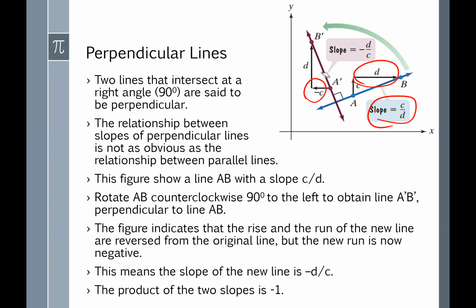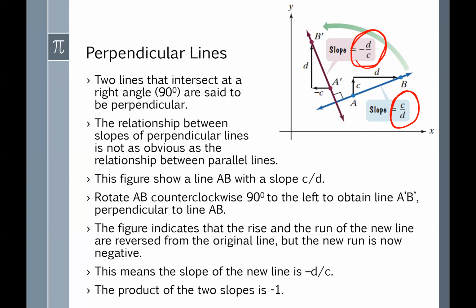So the slope of the line perpendicular to the given line, look at the difference. The slope of my line that I'm given is c over d. The slope of a line perpendicular is negative d over c. So if you took those two slopes and multiplied them together, they're reciprocals. Number one, c over d is the reciprocal of d over c. If I multiply a number times its reciprocal, I get 1. But since the slope of the line perpendicular is negative, the product of their two slopes is -1. So lines are perpendicular if the product of their slopes is -1.